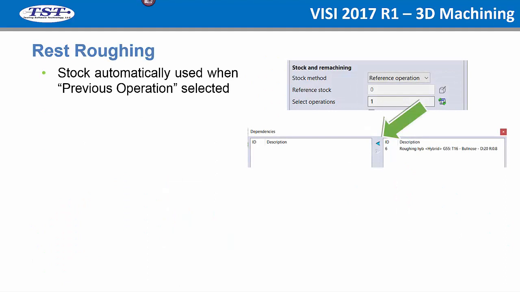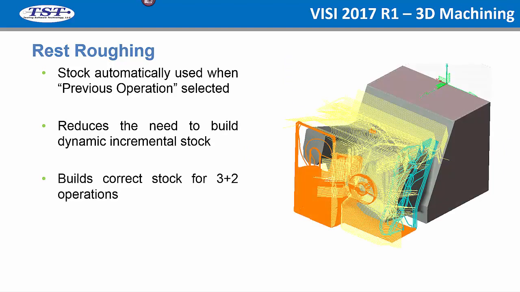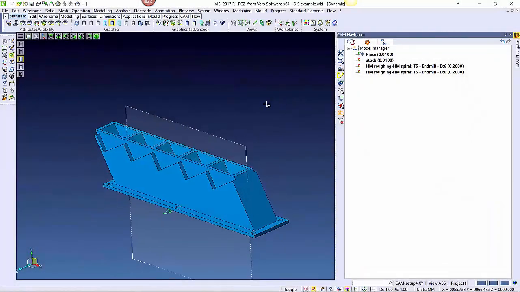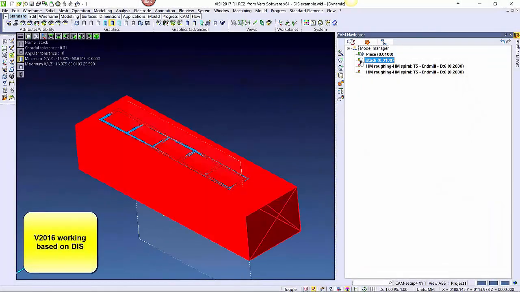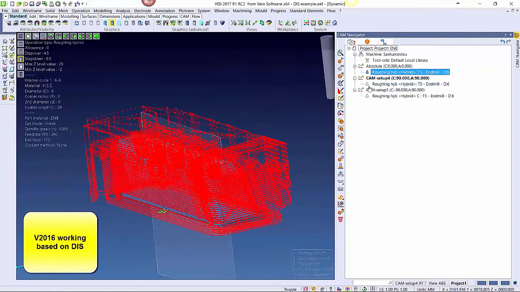Rest roughing. Stock is automatically used when the previous operation is selected. Reduces the need to build that incremental stock. Builds correct stock for 3+2 operations, meaning you can actually reference other toolpaths in different CAM setups, reducing the need to develop or make as many dynamic stocks. So let's take a look at that and some of the benefits we're going to see. So V2016 working based on the DIS stock management.